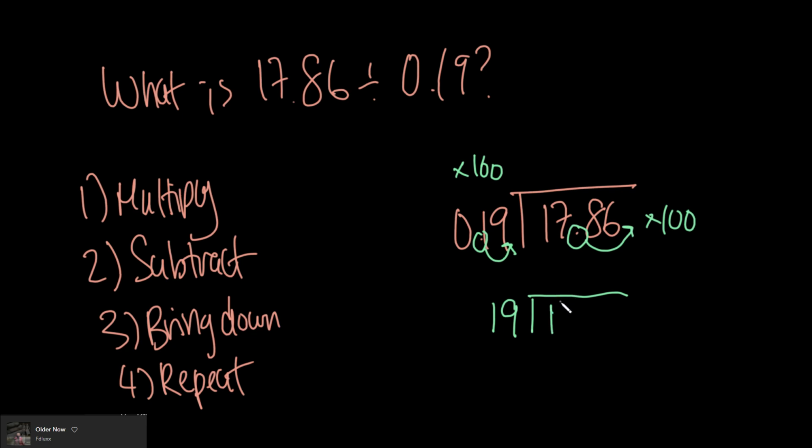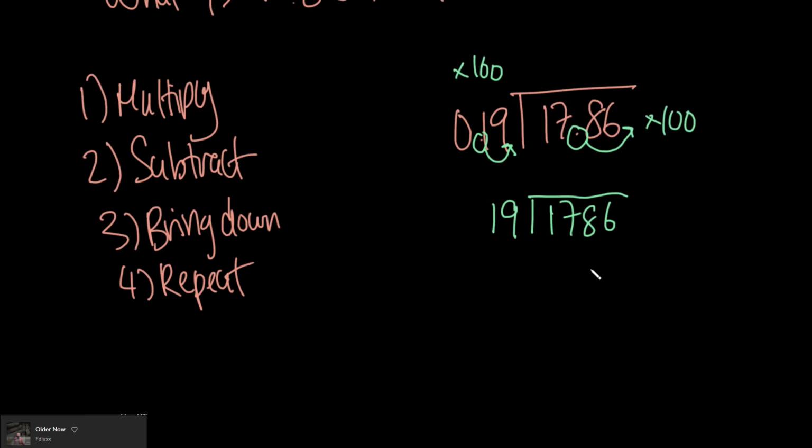So now we have 1786 divided by 19. This is much easier to solve, because we have no more decimals. So let's do it. Again, I can't multiply by 1, so I can't look at just the first 2 places. I have to look at 3 places now: 178. What number goes into 178?